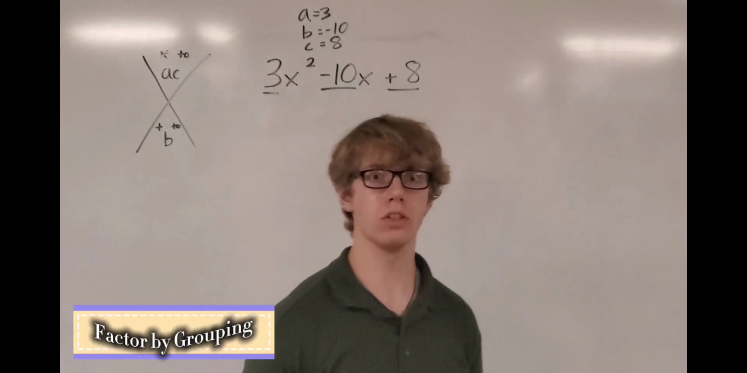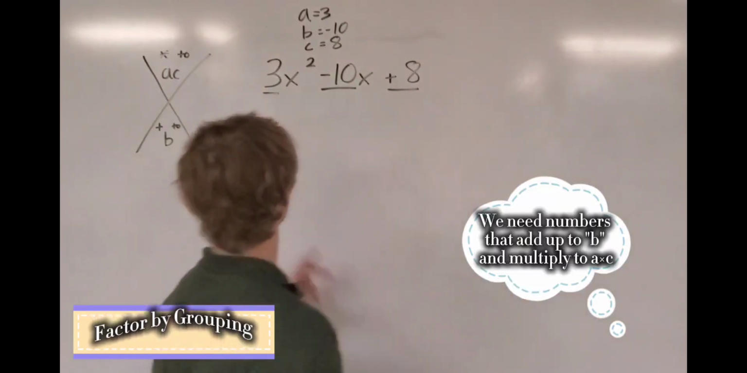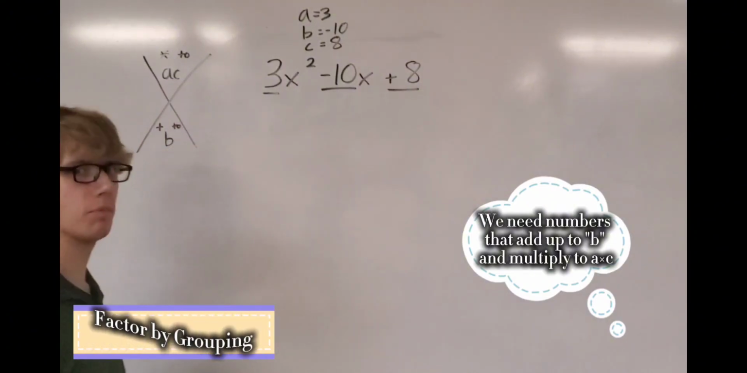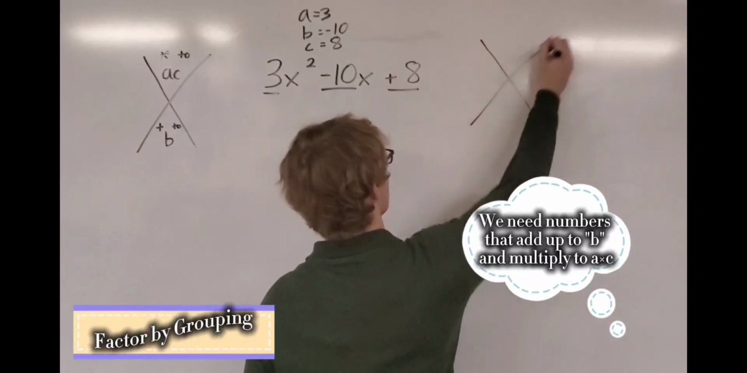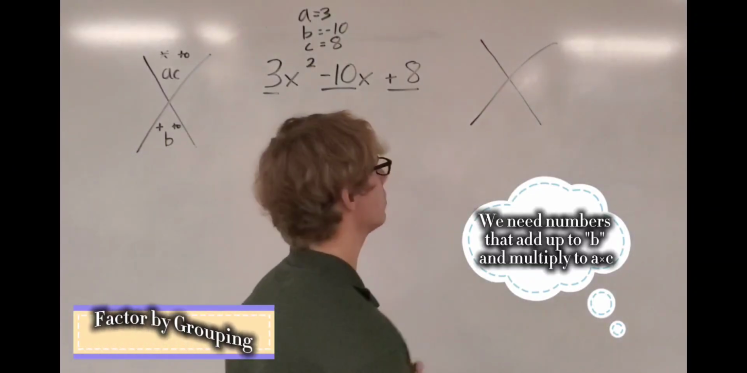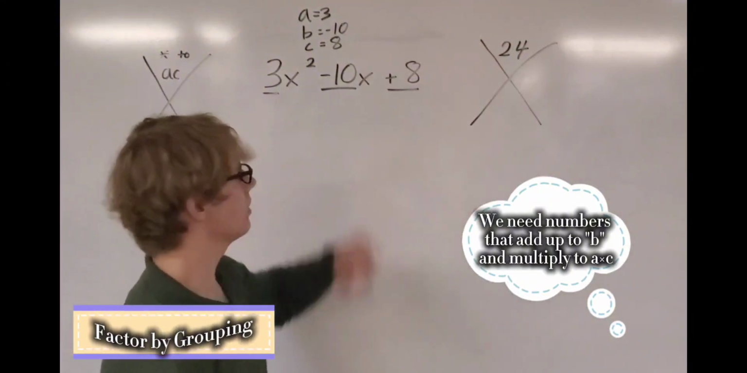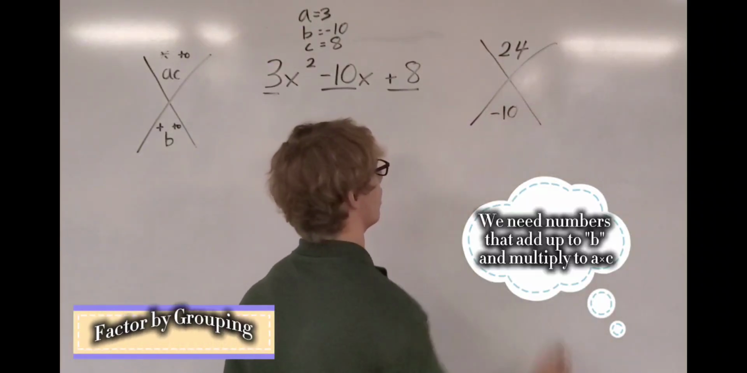So the first thing we need to do is find numbers that multiply to a times c and add up to b. So I'm going to draw the same cross right over here. And in the top, I'm going to put a times c, so 3 times 8, which is going to give us 24. And then in the bottom, I'm going to put that b, which is our negative 10. So negative 10 is going right down here.